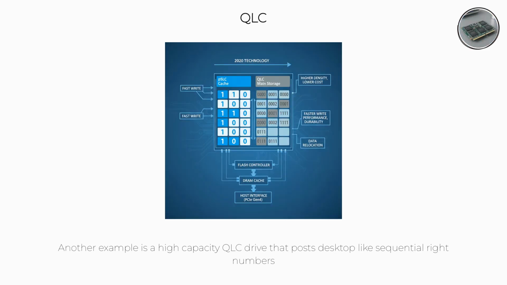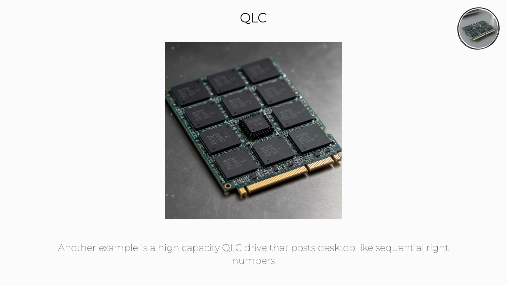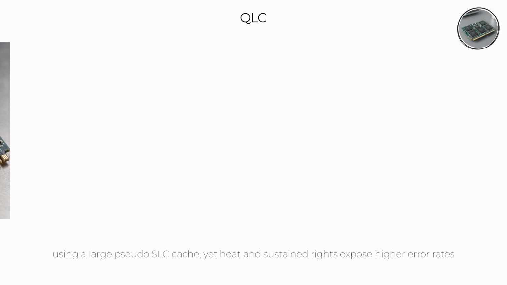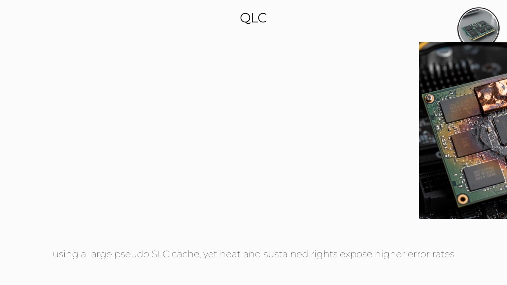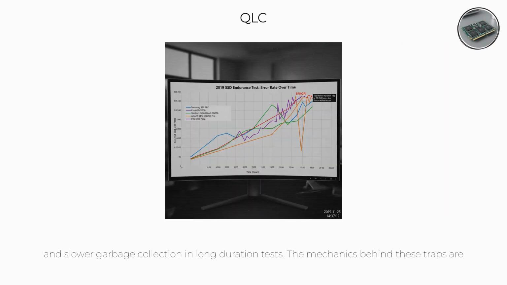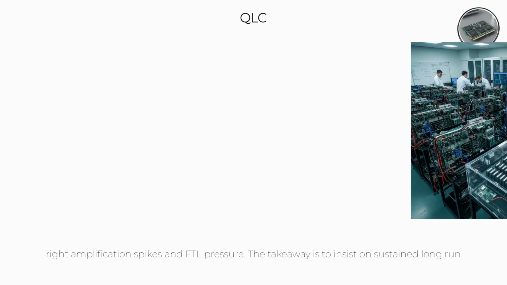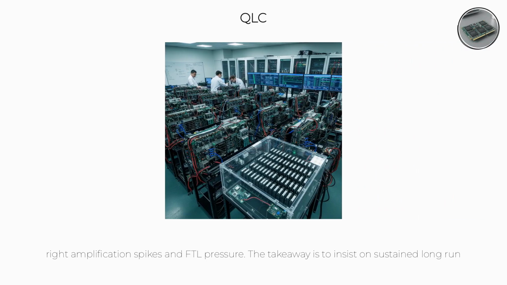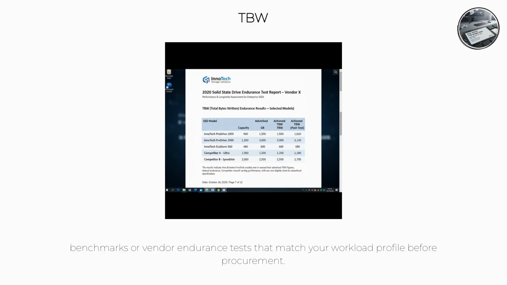A counterexample is a high-capacity QLC drive that posts desktop-like sequential write numbers using a large pseudo-SLC cache, yet heat and sustained writes expose higher error rates and slower garbage collection in long-duration tests. The mechanics behind these traps are write amplification spikes and FTL pressure. The takeaway is to insist on sustained, long-run benchmarks or vendor endurance tests that match your workload profile before procurement.